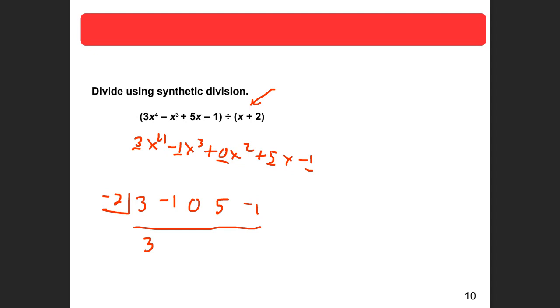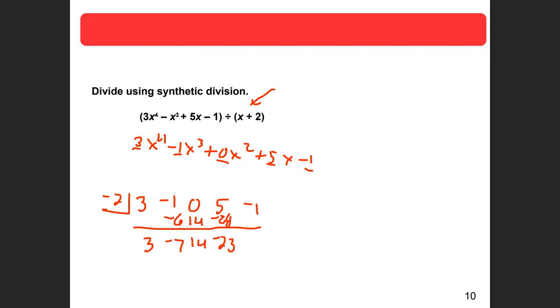Negative 2 times 3 is negative 6. Add straight down. Gives me negative 7. Negative 2 times negative 7 is 14. Add down. Negative 2 times 14 is negative 28. Add straight down. What does that give me? Negative 23.